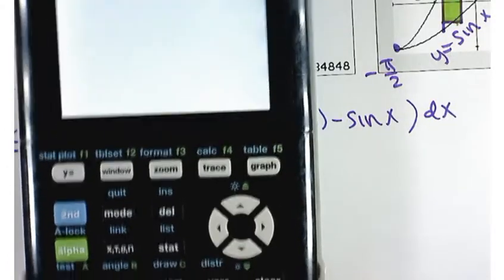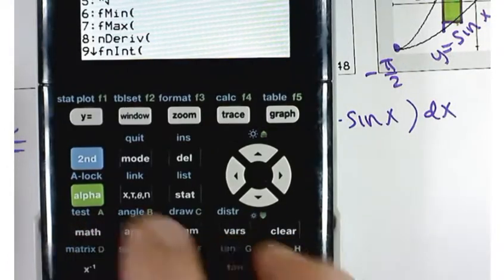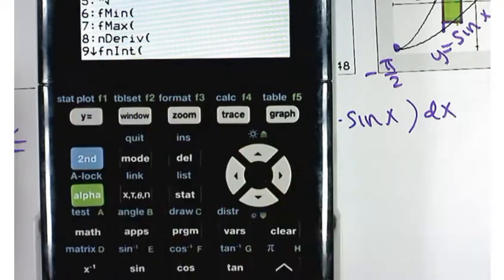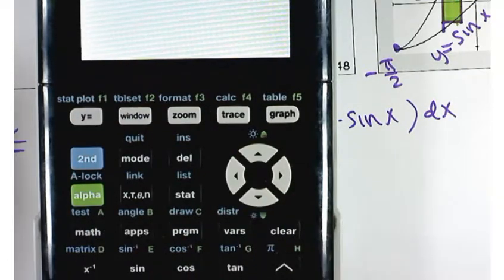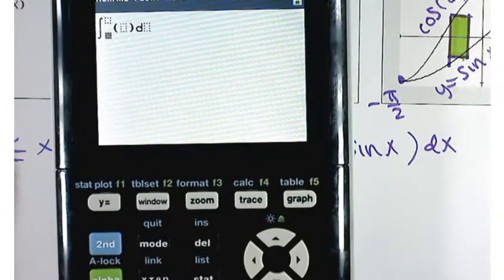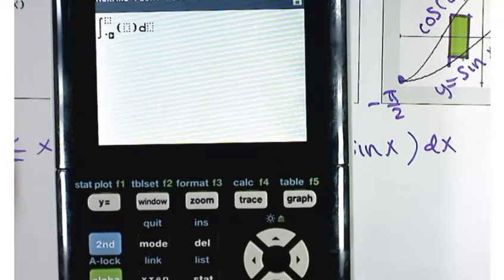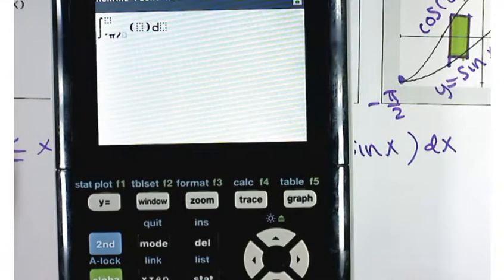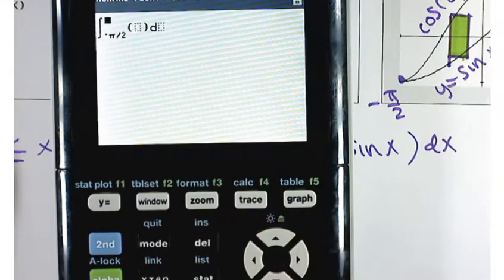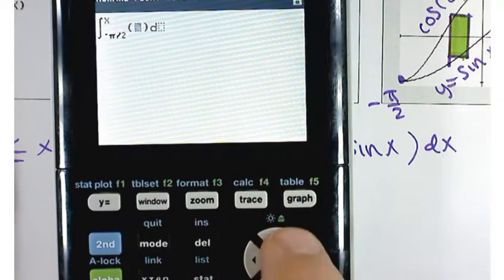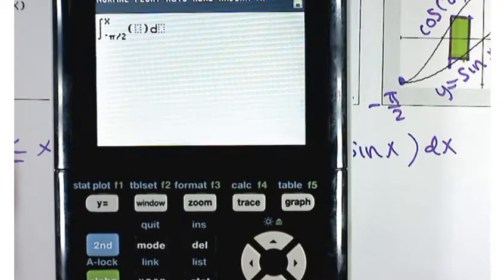So go to the math menu. Math menu. 9th option down is fn int. I want to go from negative pi over 2. So minus key on the bottom row of your calculator, or the opposite key. Negative pi over 2 up to where? Up to x. We can get away with that here. X has that value of 0.52 something, that point of intersection. X is really going to get a lot done for us.